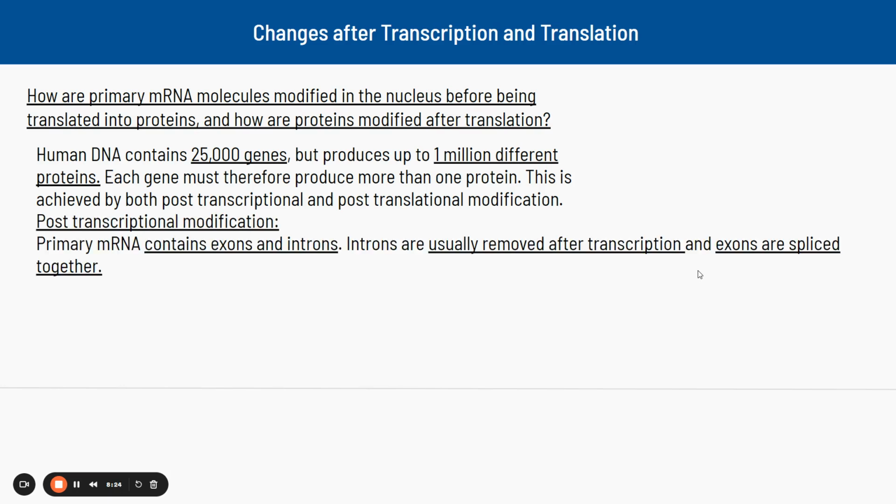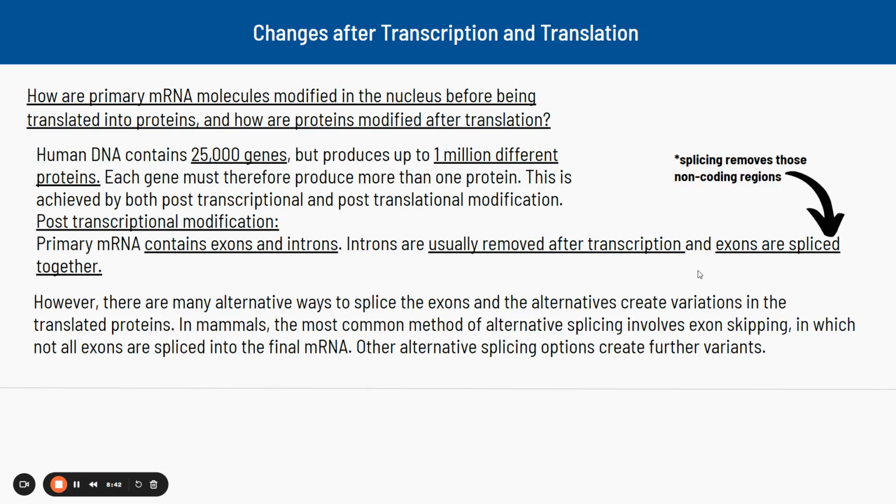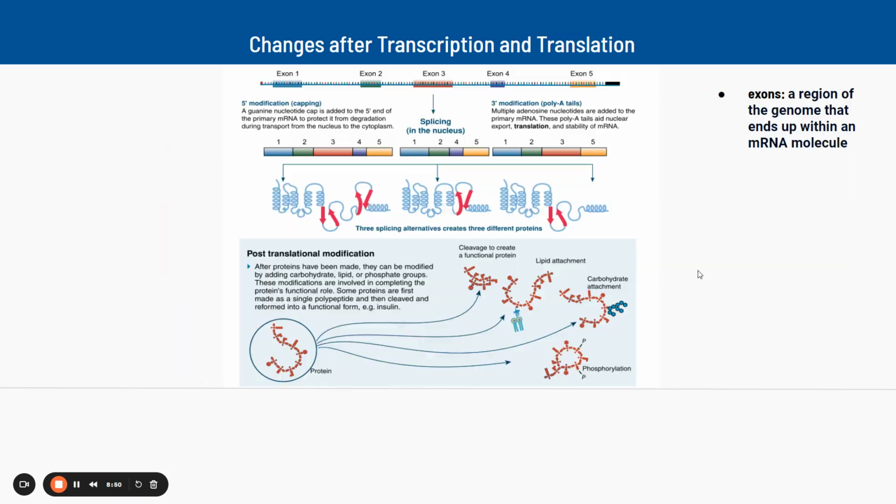Post-transcriptional modification is when those primary mRNA containing those exons and introns are modified. So we have our introns again removed completely after transcription, and then those exons are spliced together. There are many alternative ways to splice the exons, and the alternatives create many different variations in the translated protein, and we're going to see that in this diagram here.